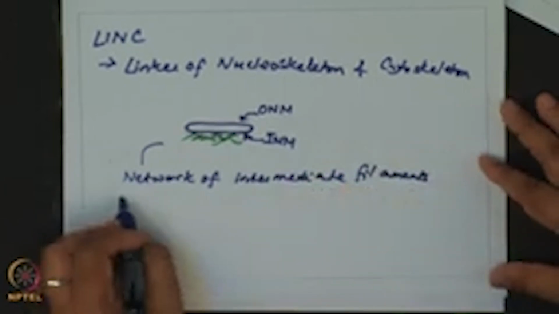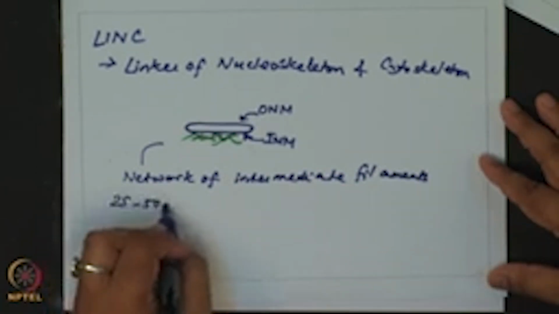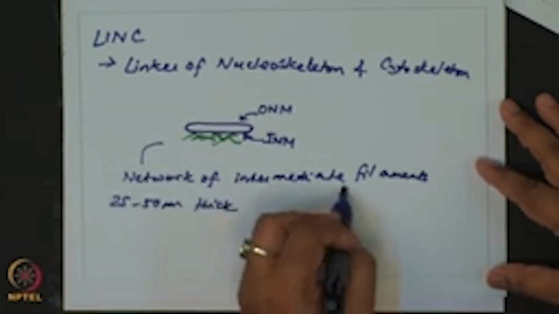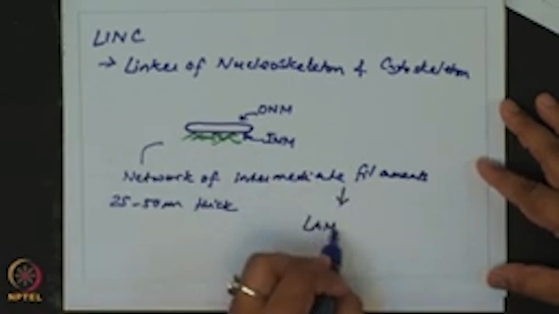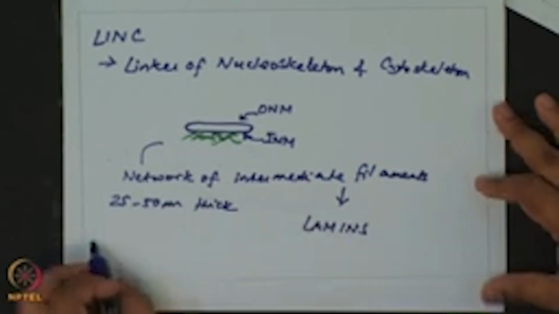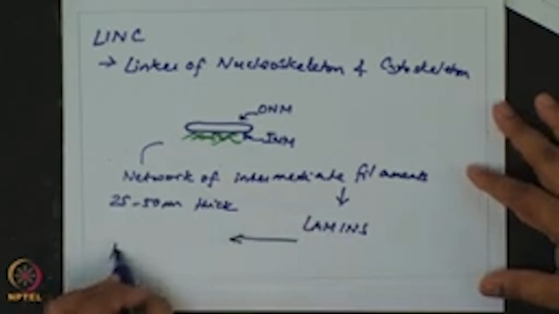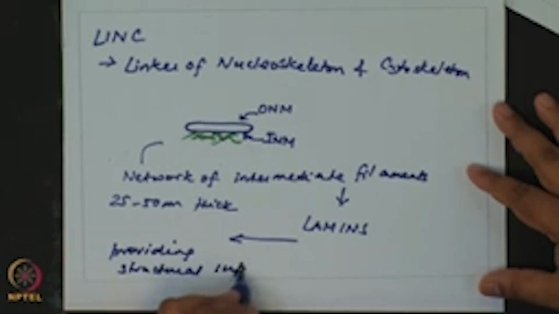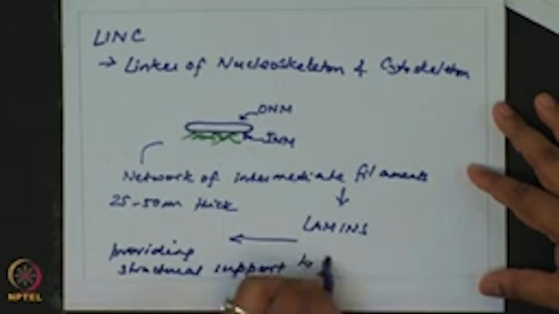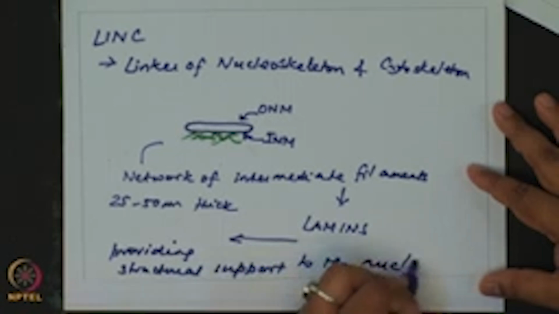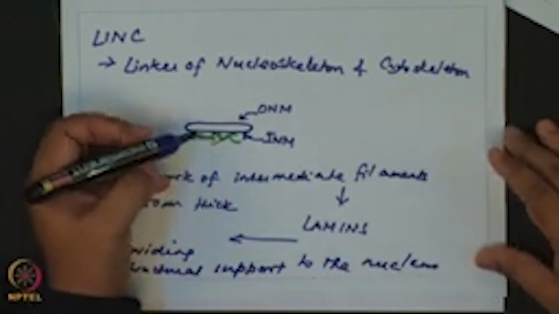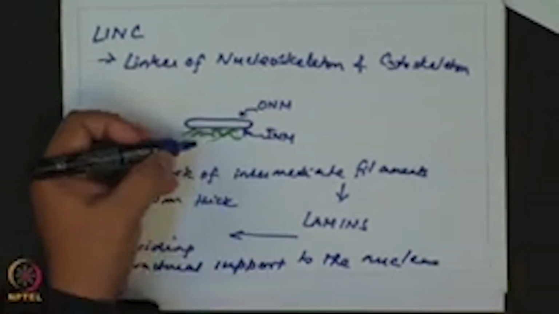Okay. So, this is 25 to 50 nanometer thick, and these intermediate filaments are called lamins. Lamins are associated with providing structural support to the nucleus. While inside you have lamins, so this is only one way connection.